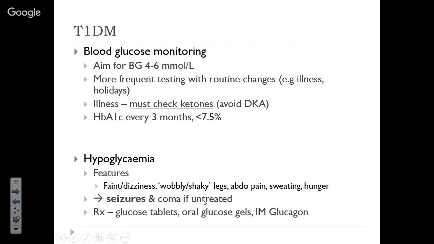Features of hypoglycemia include sort of feeling a bit weak, wobbly and shaky legs, feeling a bit dizzy, sweating and hunger and abdo pain, and can commonly present as a hypoglycemic seizure and maybe coma if left untreated. To treat hypoglycemia, basically just give them sugar. If they can tolerate oral intake, glucose tablets or oral glucose gels. If they've got an unconscious state or can't tolerate oral intake, give them IM glucagon in that case.